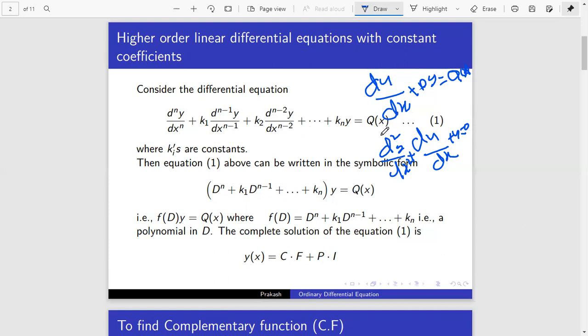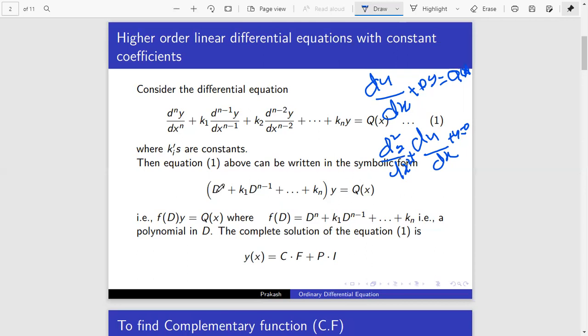Here we have the left hand side and the right hand side. If the right hand side equals 0, then this differential equation is called a homogeneous linear differential equation. If the right hand side is not equal to 0, then it is called a non-homogeneous linear differential equation. Here k1, k2 up to kn are constants. In the same equation number 1, I can rewrite it as D^n plus k1 D^(n-1) plus up to kn into y equal to Q of x. Here the right hand side is a function of x only.